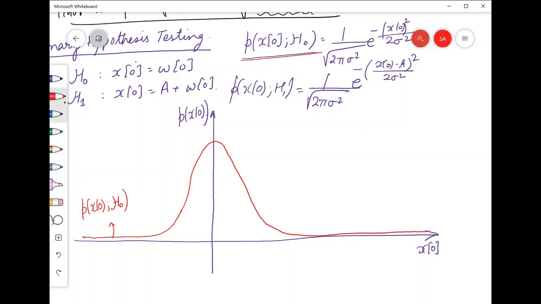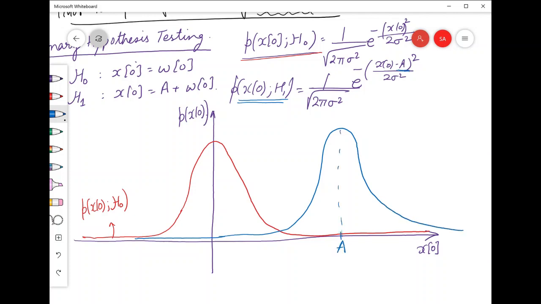Now let me do the same thing with hypothesis 1 also. This is again a Gaussian curve with mean A, and the variance is the same, sigma square. So it will be something like this. So this is A, and I'm naming this the probability of x0 given hypothesis h1 is correct.